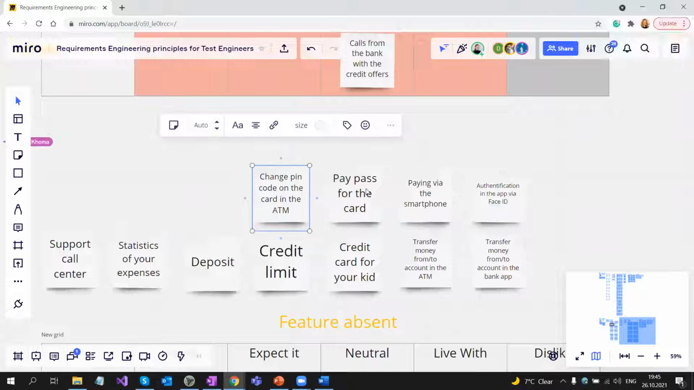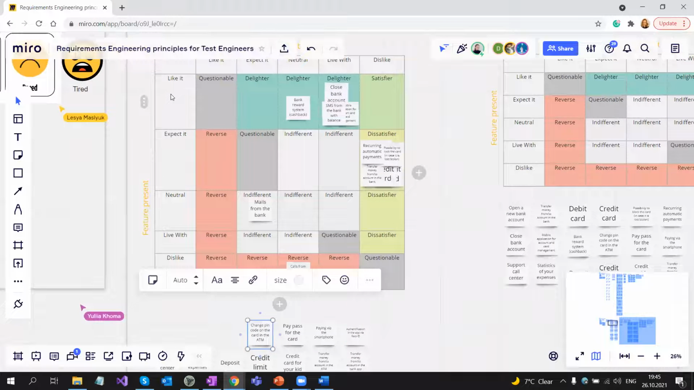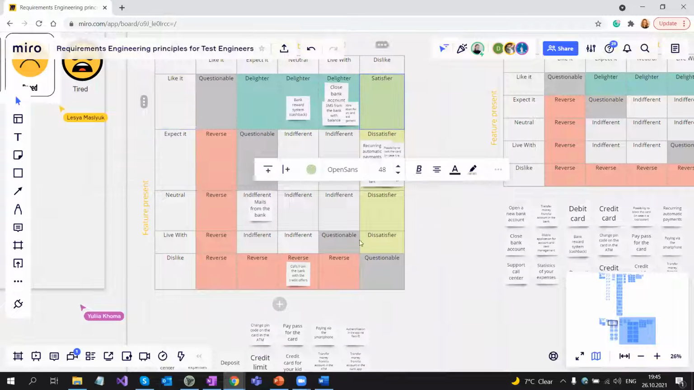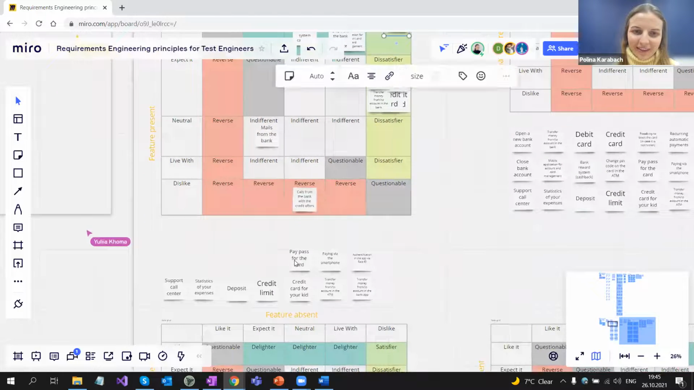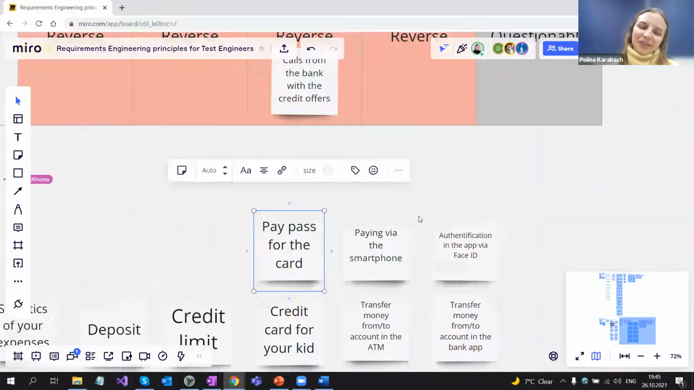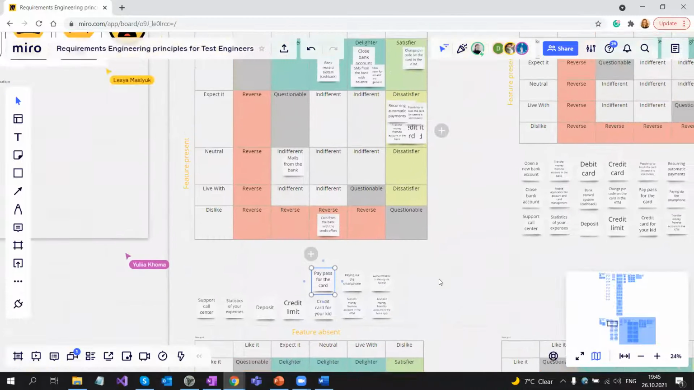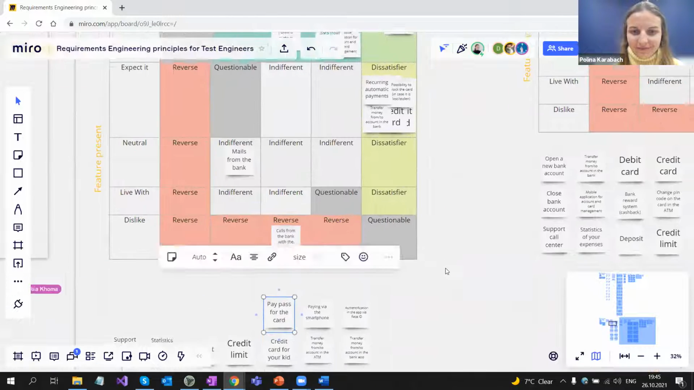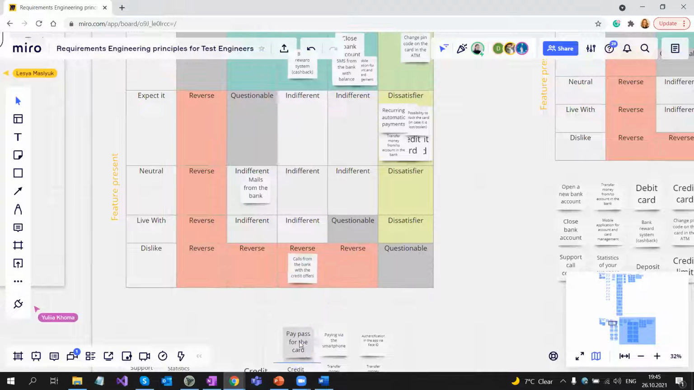Change PIN codes on the card in the ATM. Yeah, that will be expected. So I would like it, and if it will be missing, then it's for sure a dislike. So a satisfier. First satisfier. Perfect. Pay pass for the card, being able to use that one. Pay wave. So I would like it, but I don't use it myself too much, so I will stay neutral if it will be absent.